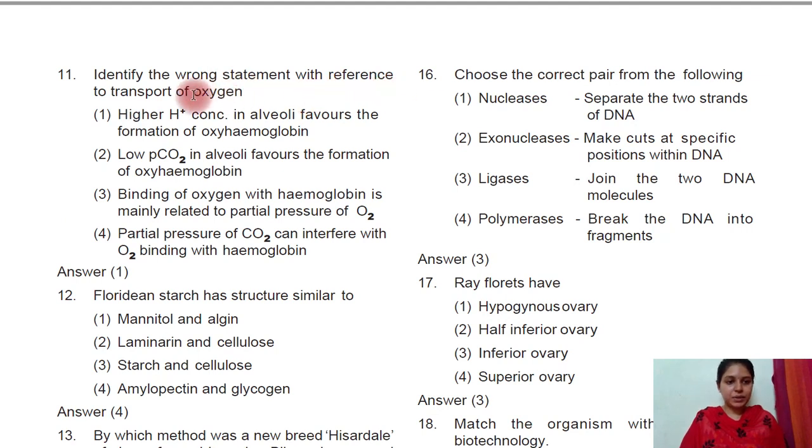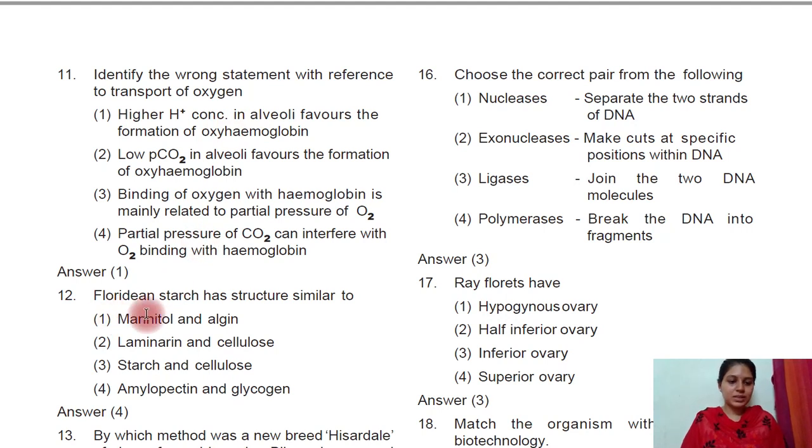Identify the wrong statement with reference to transport of oxygen. Here they're asking for the wrong statement. Looking at option 1, higher H plus concentration in alveoli favors the formation of oxyhemoglobin. No, because oxygen plus hemoglobin is only the hemoglobin pigment along with the oxygen carrier. Higher H plus concentration instead favors the breathing rate. So it is not the oxyhemoglobin, rather it's the breathing rate. That's the wrong option.